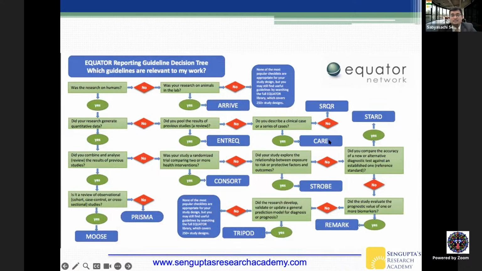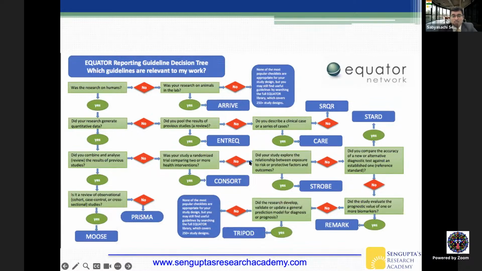If you say yes, it will lead you to the CARE checklist. Right, something like that. So this is the CONSORT checklist. This is the STROBE checklist. So, again, if it's quantitative data, if you say yes, then it will say, did you combine and analyze results of previous studies? That's a review form. You'll say no, because this is an original article, right? Was your study a randomized trial of two or more health interventions? If it's a yes, you will go to CONSORT.